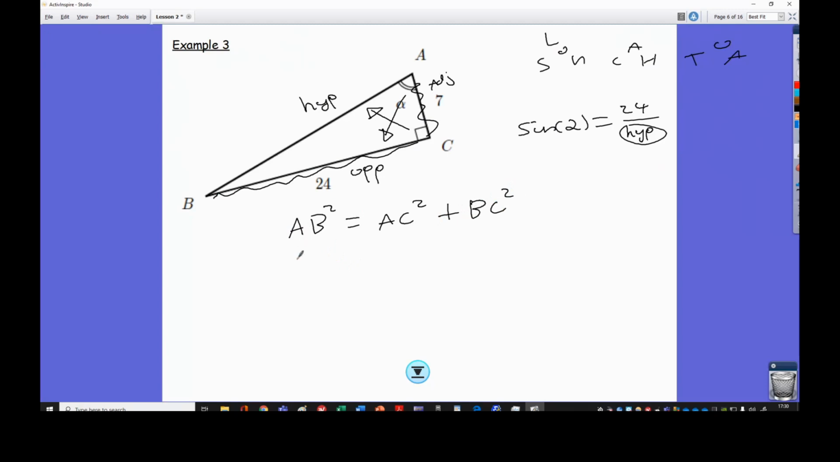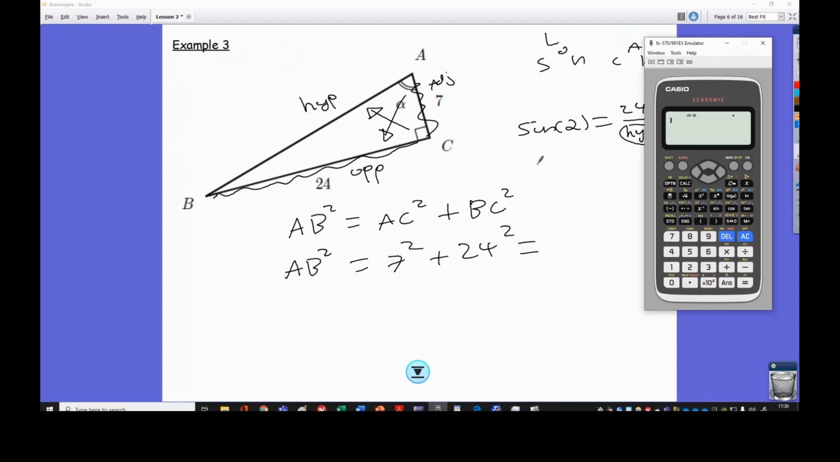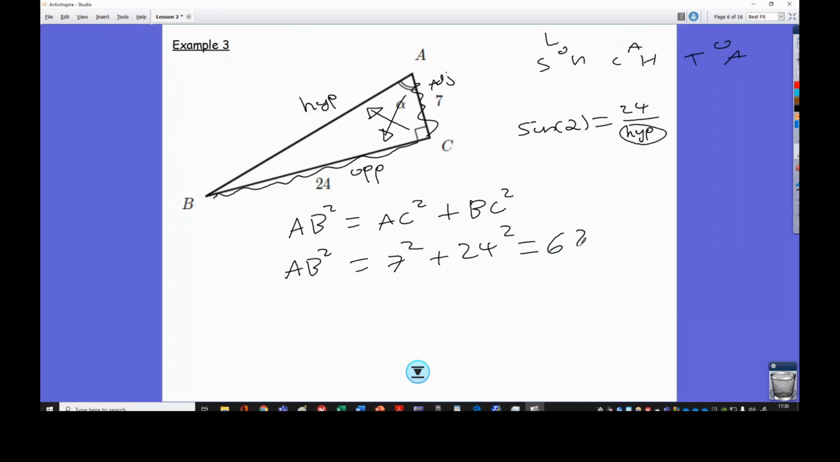And that's often the way you'll see it written. We can now substitute in to find AB, which is the hypotenuse. AC squared is going to be 7 squared, and BC squared is going to be 24 squared. So plugging that into our calculator, we have 7 squared plus 24 squared equals 625. And then obviously we're going to get 25, because if we square root both sides, we get rid of the square on the left.